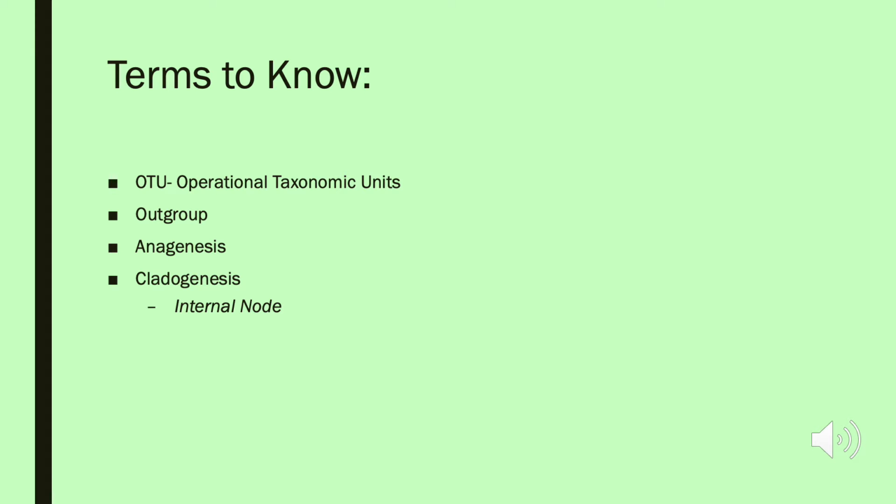So here are some terms that we will need to know for phylogenetic trees. An OTU is an operational taxonomic unit, which is a number that represents the genetic differences between two species. An outgroup is a group that diverges earlier than the other OTUs and is the most different genetically from other species. Anagenesis is when evolution occurs in a lineage over time.